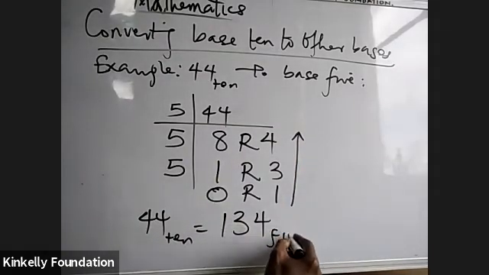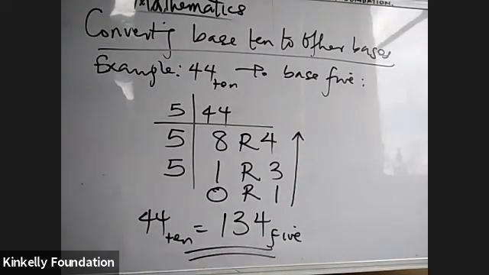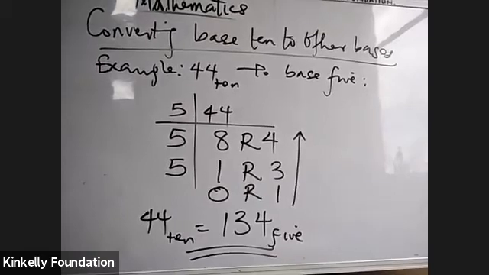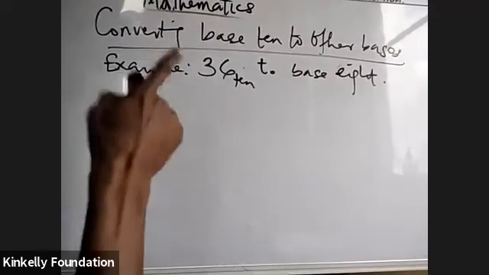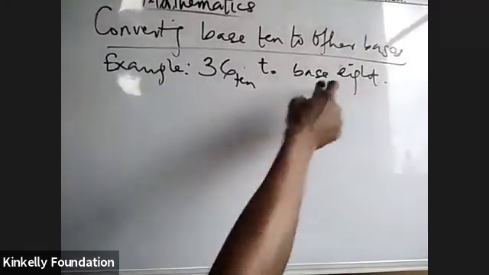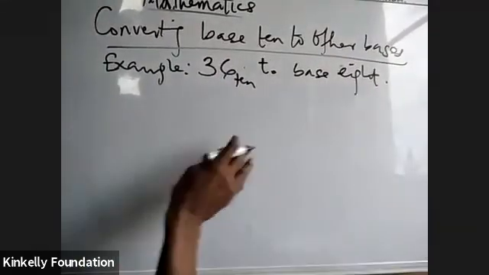134 base 5, which was what we had initially. We said when you want to convert from base 10 to any base, you keep dividing with the base you are converting it to till you get to 0.